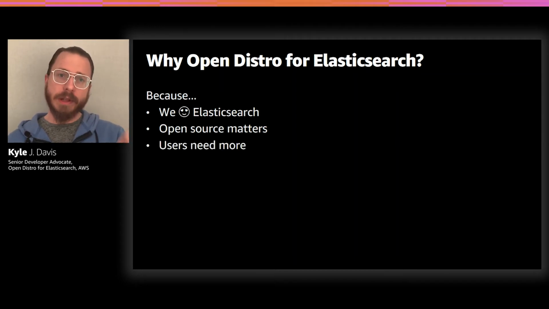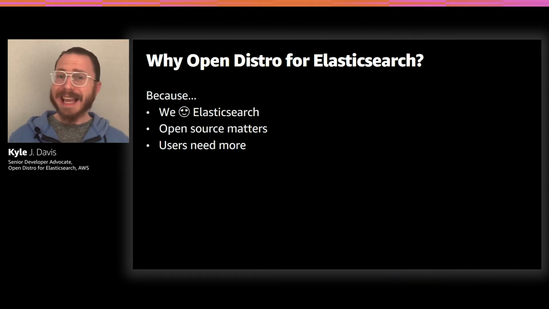So the other thing that we looked at is that users need more. Now, I did indicate that Elasticsearch and Kibana are by themselves Apache 2.0, which is great. But there's a lot of other distributions of Elasticsearch out there that bundle in a bunch of non-free things with them. And if you just try to use the free part of it, you don't get a whole lot out of it. It's kind of an empty shell.